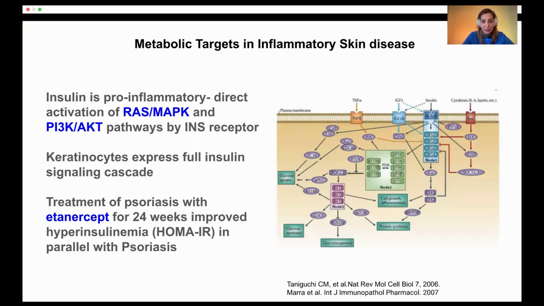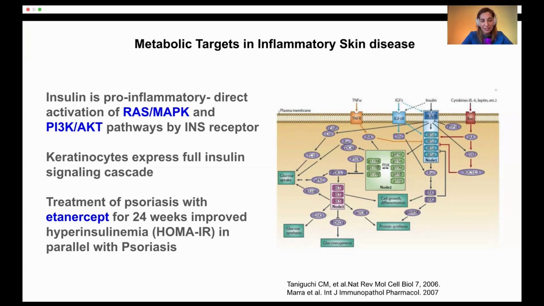And the next slide is one of those slides where everyone shuts their brain off. So I won't go into too much detail, but if you're on YouTube watching this, you'll see it. This is the metabolic targets in inflammatory skin disease, and it's basically a giant mechanistic diagram showing a cell with a TNF receptor, and then insulin growth factor, and then your insulin receptor, and showing how these pathways are all connected. And your cytokines. So insulin is pro-inflammatory. It directly activates your RAS, MAPK, PI3K, AKT pathways by the insulin receptor.